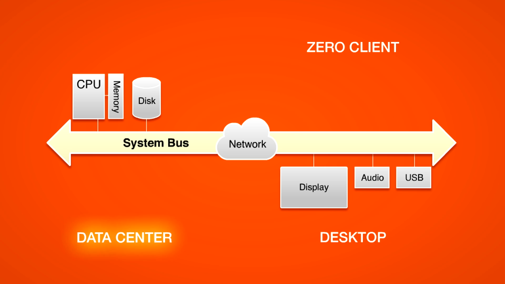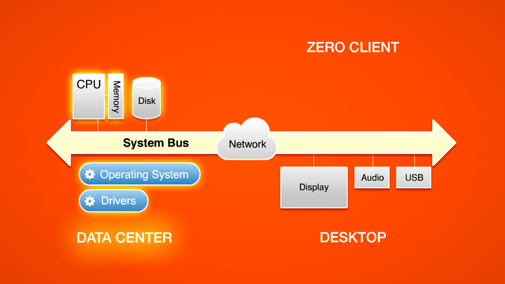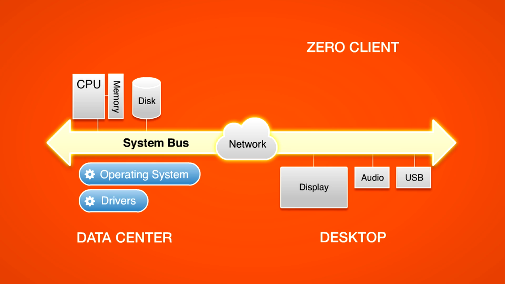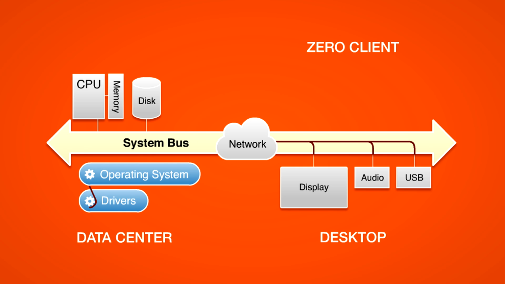So there you have it: a CPU, operating system, and 100% of software in the data center, and a zero client with display, USB ports, and audio at the desktop, with the system bus in between stretched over the network. Notice the zero client has no CPU or software of any kind. It's just a bunch of peripherals attached to the network, with drivers in the data center that light up those peripherals over the network. That way, the PC treats the ports on the zero client like their local ports.